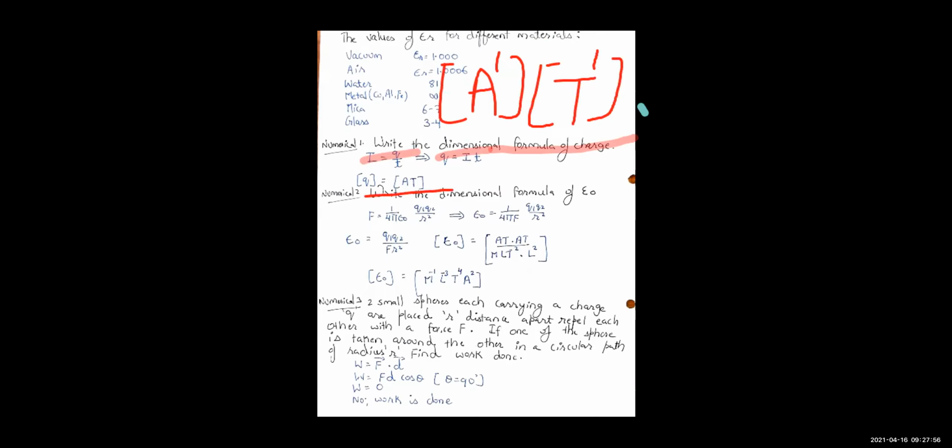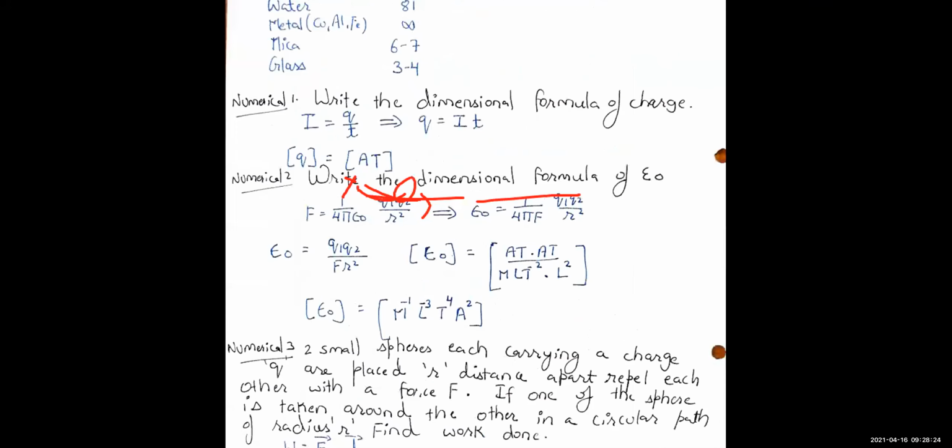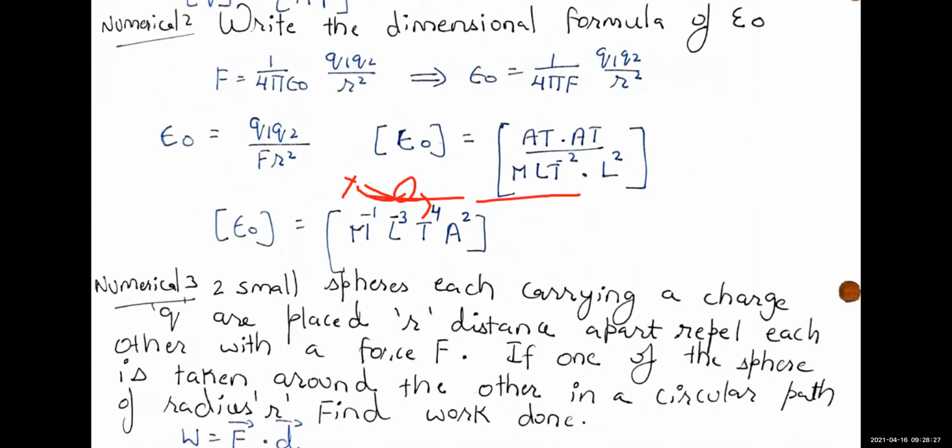Right? Next is the dimensional formula for epsilon naught. According to Coulomb's law, the formula is F equals 1 upon 4 pi epsilon naught Q1 Q2 upon R square. From this we will make epsilon naught the subject of the formula. So epsilon naught goes to the other side and force comes down in division. So you will have epsilon naught equals 1 by 4 pi F Q1 Q2 upon R square. Right children, epsilon naught equals 1 upon 4 pi F Q1 Q2 upon R square.